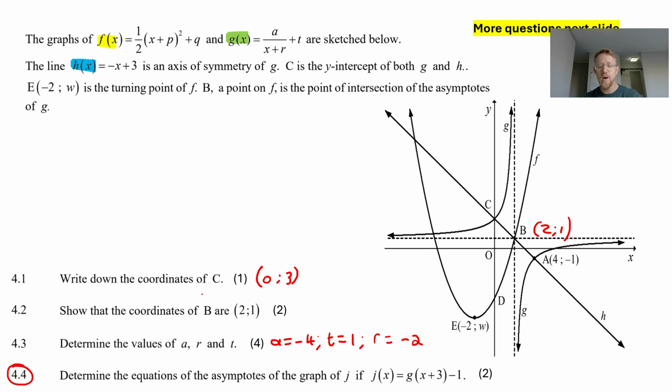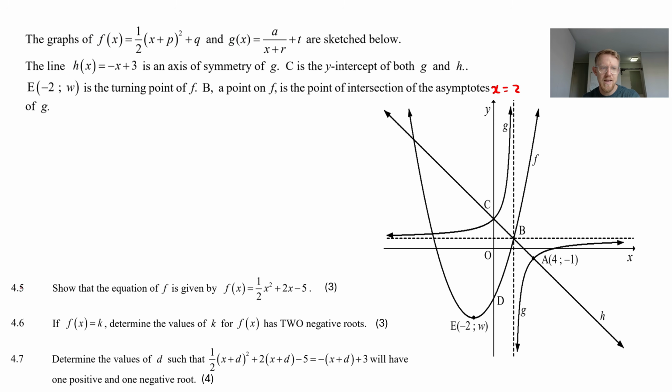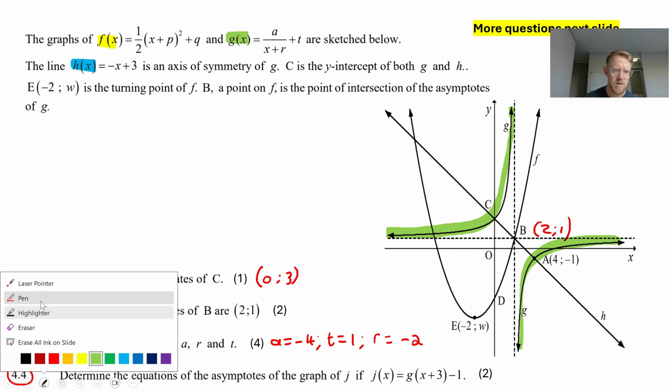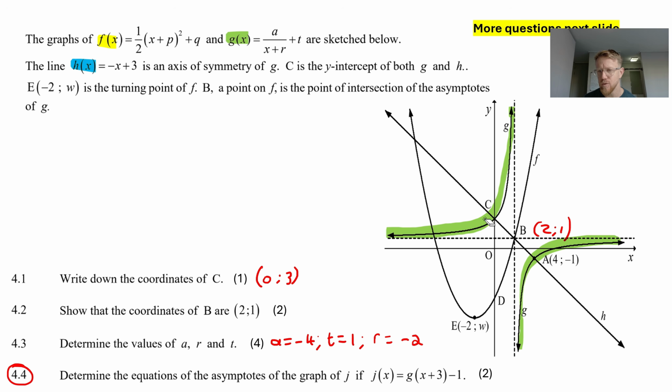Now remember, guys, we do still have more questions coming up on the next slide. Okay, we've got 4.5, 6, and 7. This question says, determine the equations of the asymptotes of the graph of j if j is equal to this. Okay, very straightforward question. So at the moment, the graph of g is, remember, that is our hyperbola. So this is currently the graph of g, right? There we go, and there we go. And g currently has asymptotes. Here's an asymptote, and then it's got the other asymptote over here.